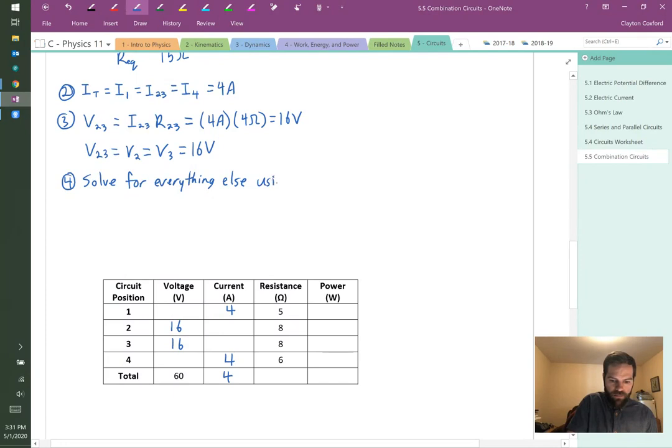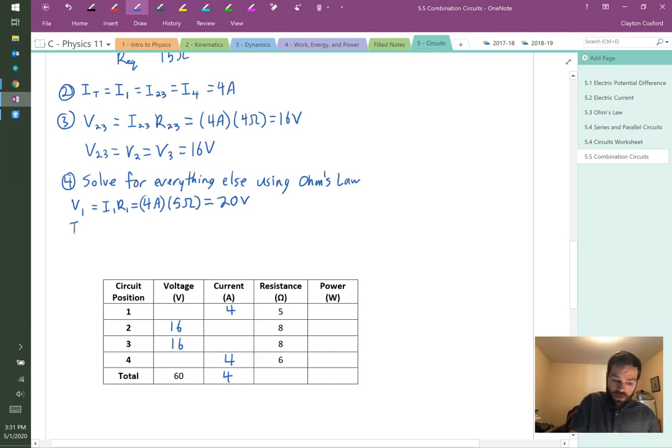Using Ohm's law, let's start with the voltage drop across circuit element 1. It's going to be I1R1. There's 4 amps running through this 5 ohms, so we're going to have 20 volts dropped across resistor 1.